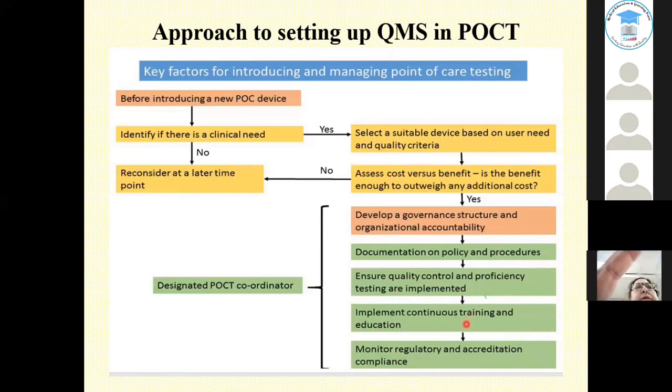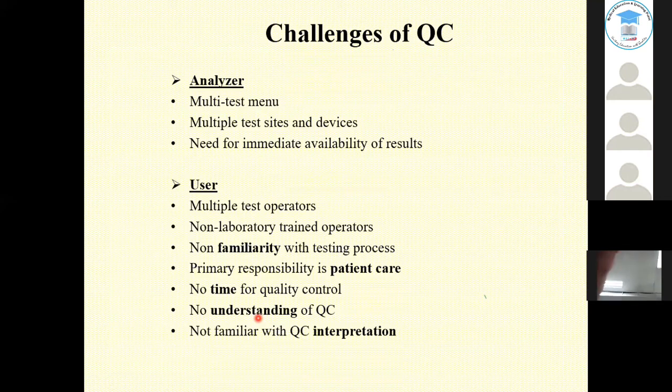Then implement continuous training and education. And finally, monitor regulatory and accreditation compliance. So monitoring is very important. And you, of course, need to have a designated POC coordinator who will review the compliance to your training on a day-to-day basis or at least a monthly basis.